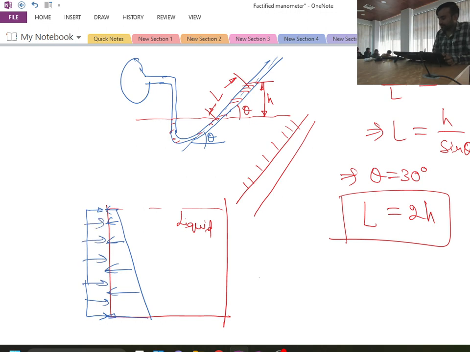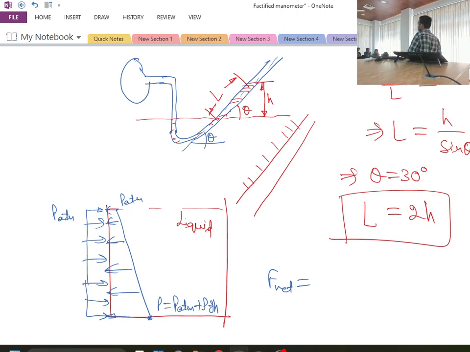So what will be the net force acting on this structure? Say this is P atm, so this will also be P atm, and at this point the pressure will be P atm plus rho g h. Can you estimate the net force which is acting on this structure? This is a simple linear relationship. This type of situation for complex submerged bodies we will try to analyze in our next lecture.